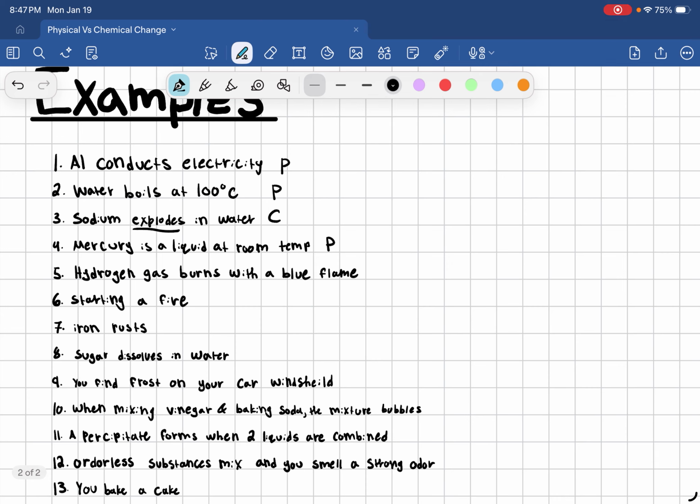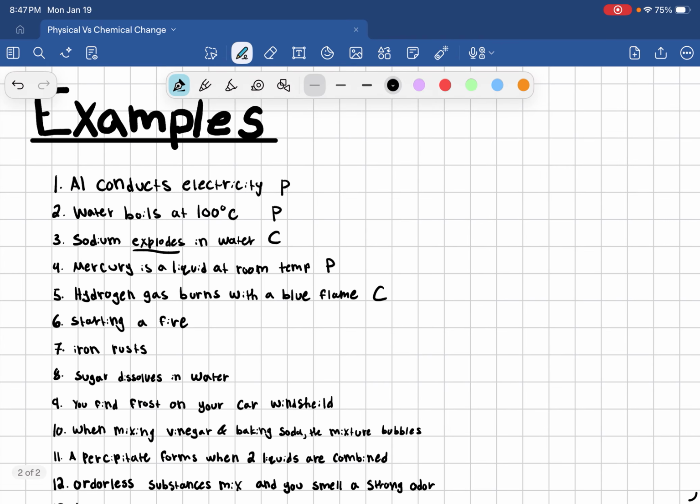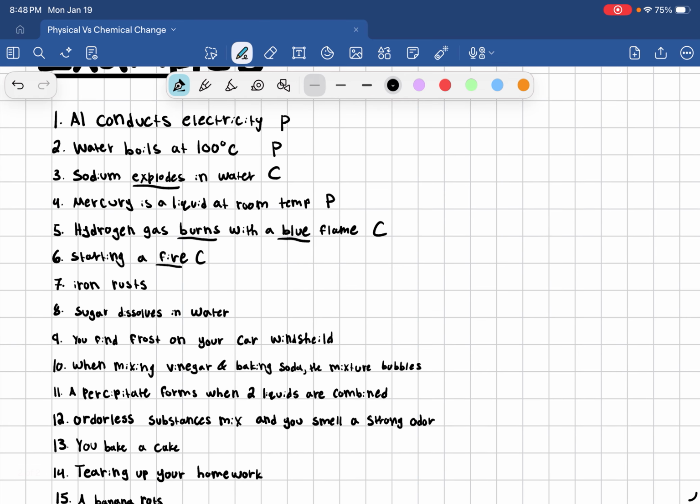Hydrogen gas burns with a blue flame. This is chemical. I can determine this because, number 1, we have the word burns here, which alludes to a chemical reaction, a combustion reaction. And then we also see there's a change in color. Starting a fire. Again, we have a fire, combustion, light, heat, and this will be a chemical change. Iron rusts. When we see rust, we see a color change, indicating a chemical change. This rusting reaction happens when we have iron, water, and oxygen present.